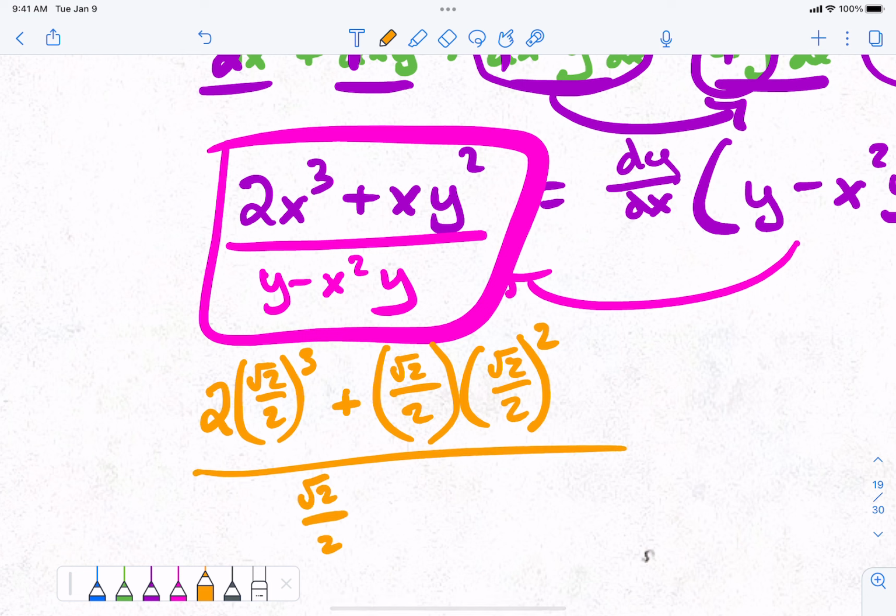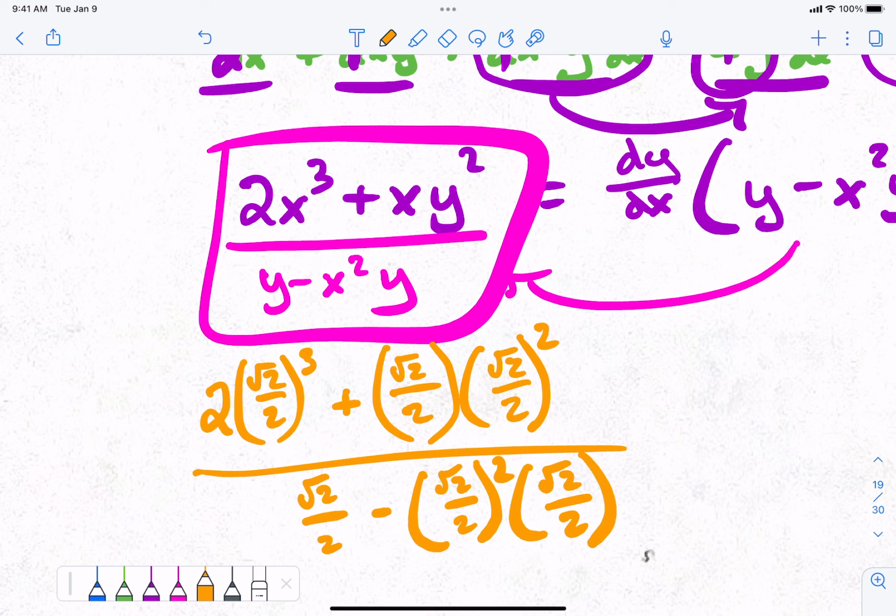I'm plugging the square root of 2 over 2 in. Square root of 2 over 2 minus square root of 2 over 2 squared times the square root of 2 over 2. This is terrible.